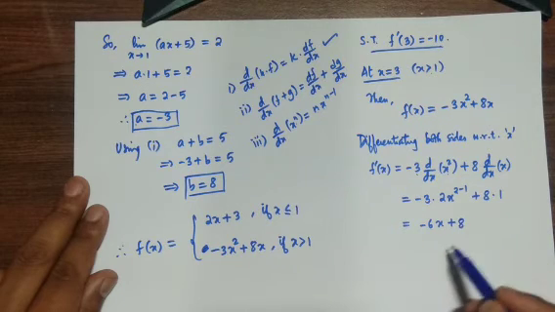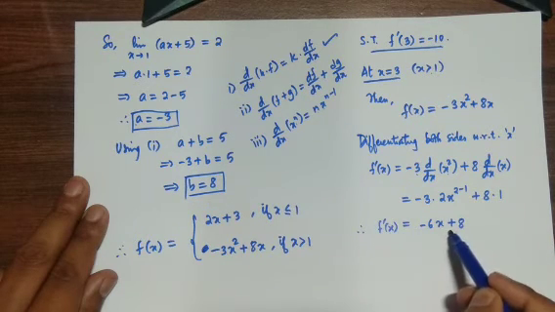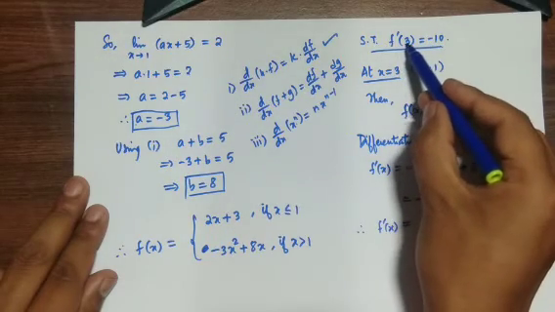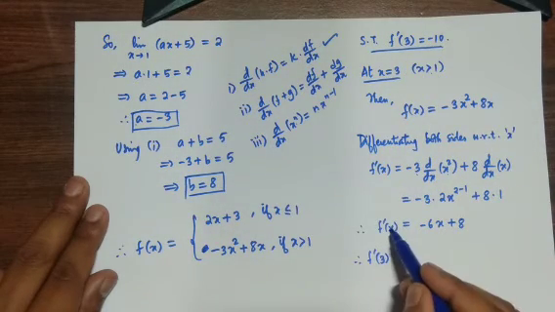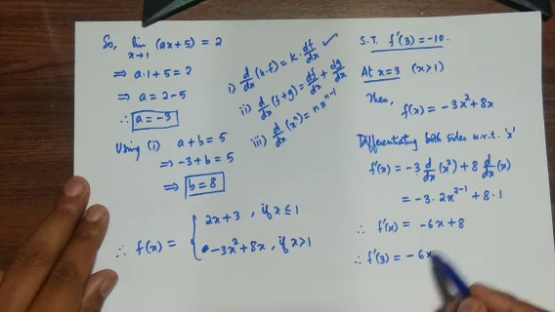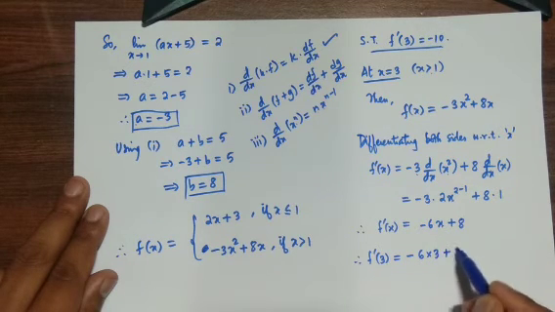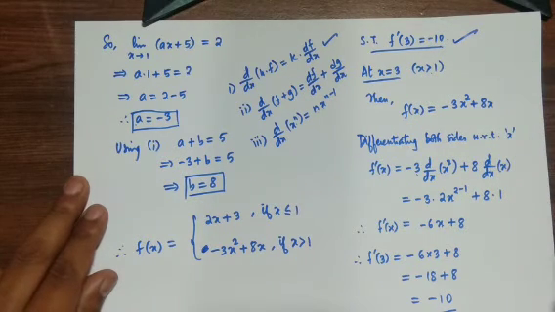Now we have seen what f dash of x is. This much. Now we need to calculate f dash of 3. So f dash of 3, that means instead of x I have written 3, so I'll get 6 into 3 plus 8, so 6 into 3 is 18, and this is equal to minus 10. So that's what we needed to prove here. So pause the video to note down.